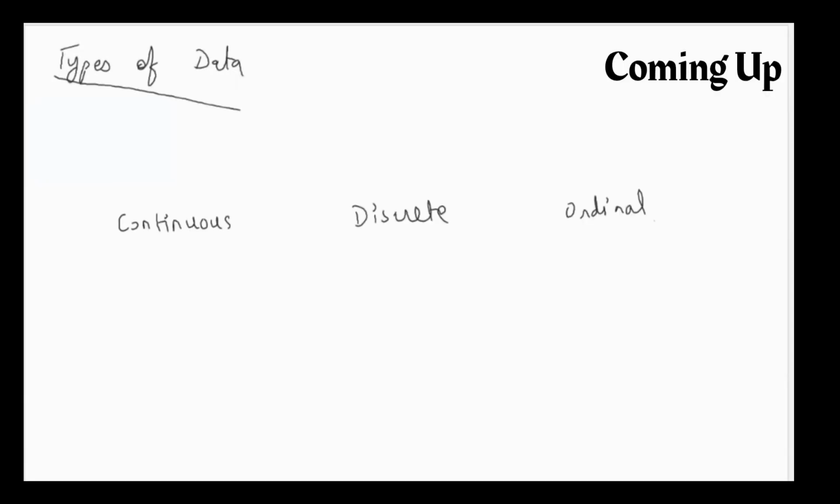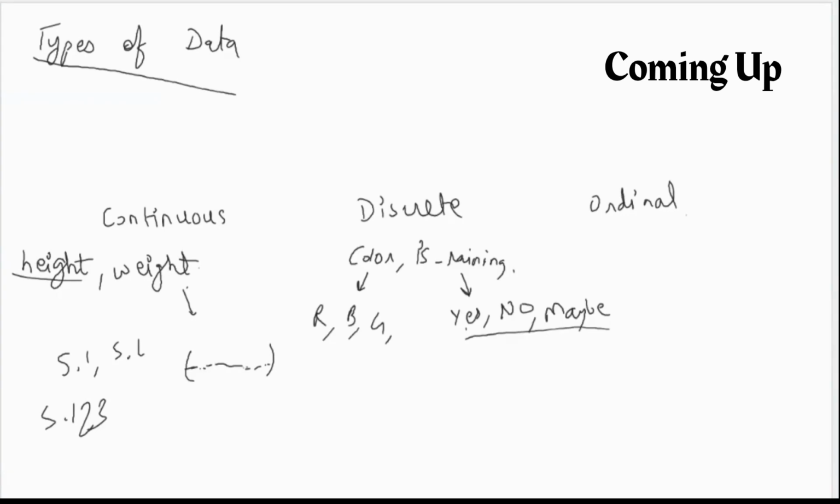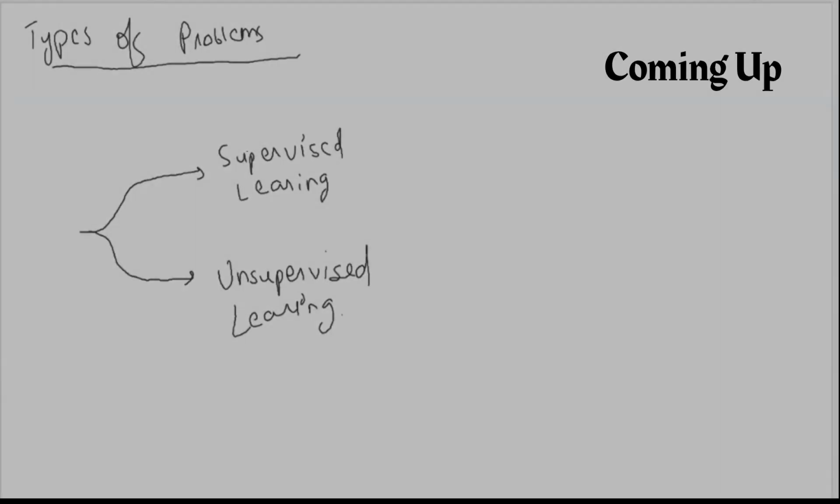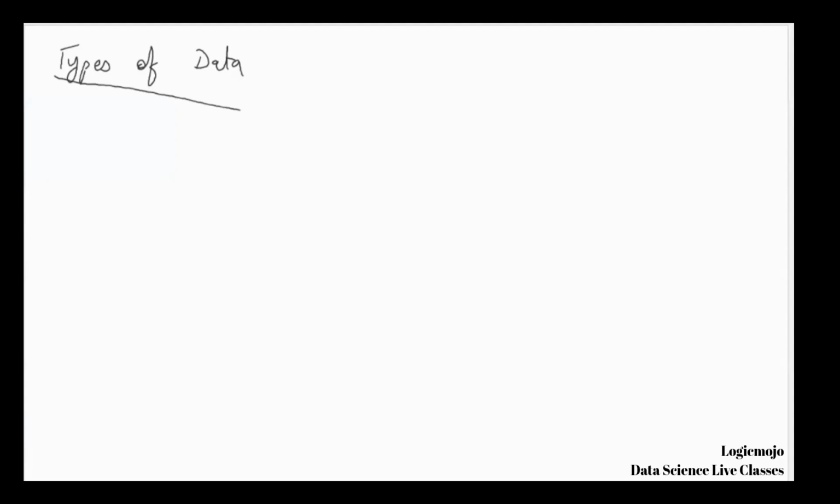So data mostly are of three types: continuous, discrete, and the third is ordinal. So supervised learning, unsupervised learning. Okay. So types of data. Data mostly are of three types.